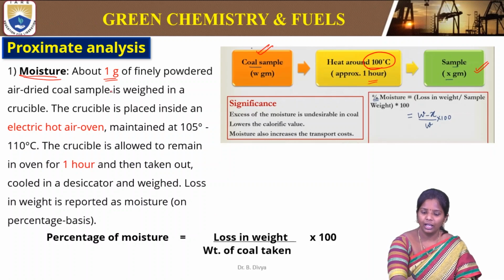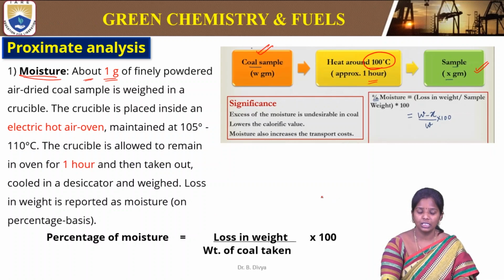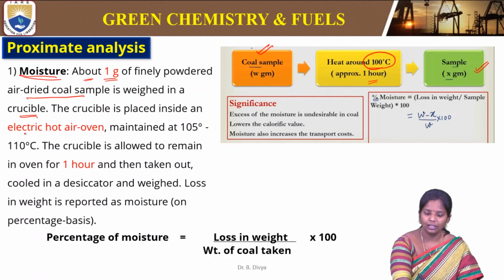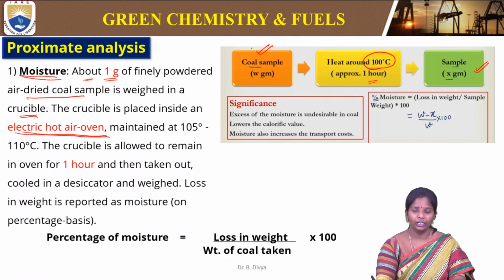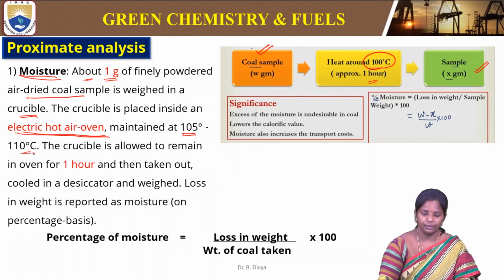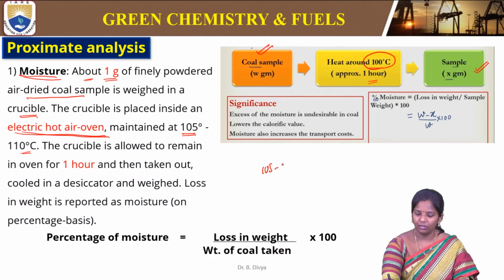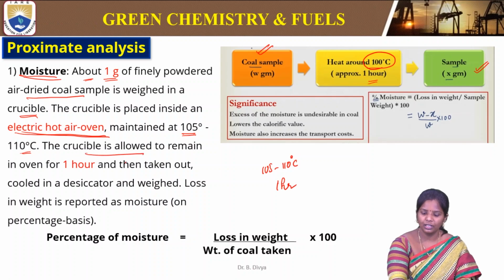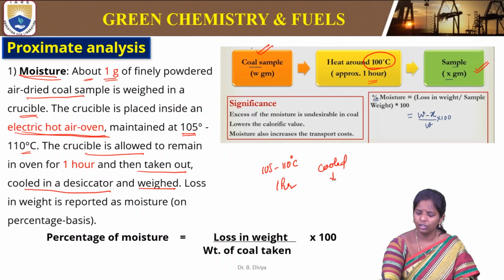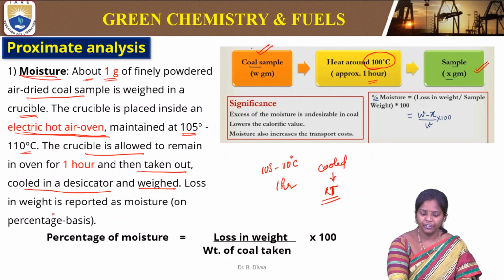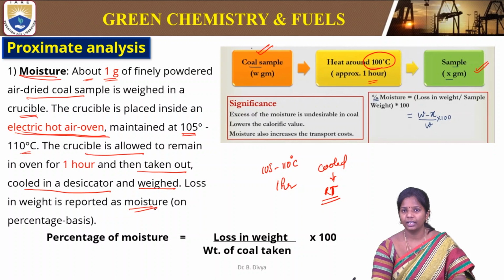So we will see in detail. 1 gram of finely powdered air-dried coal sample is weighed in a crucible. This crucible is kept inside the electrical hot air oven, maintained at 105 to 110 degrees centigrade for 1 hour. The crucible is allowed to remain in the oven for 1 hour and then taken out, cooled in a desiccator to room temperature and weighed again. So the loss in weight is reported as moisture. A simple technique we are using.